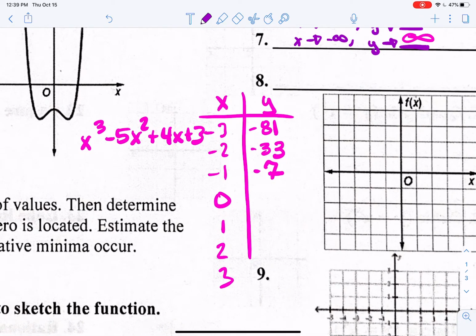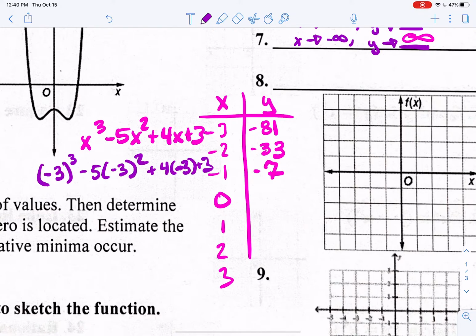I have the first 3 done for us. If you want to type this into your calculator, it would literally look like -3 cubed minus 5 times -3 squared plus 4 times -3 plus 3. That's what this first one would look like. And then you would keep changing the numbers that you're plugging in to -2, -1, 0, 1, 2, 3.